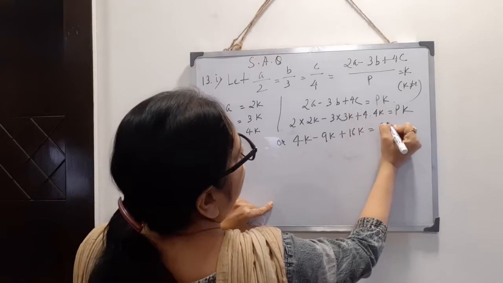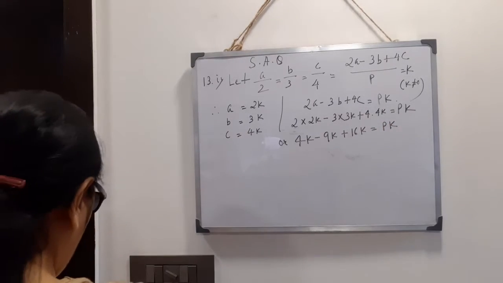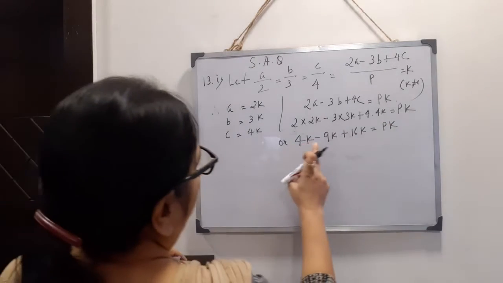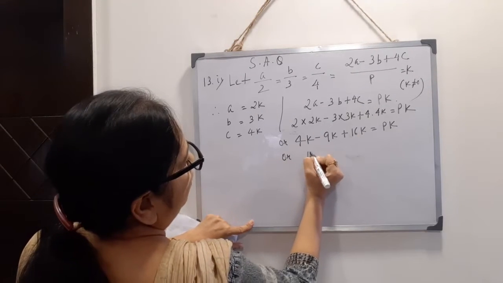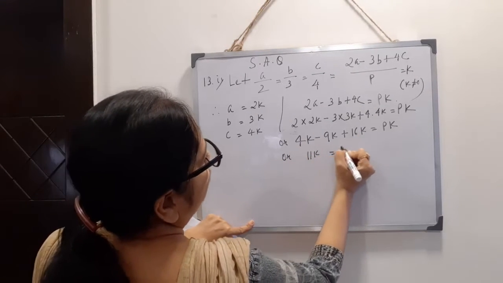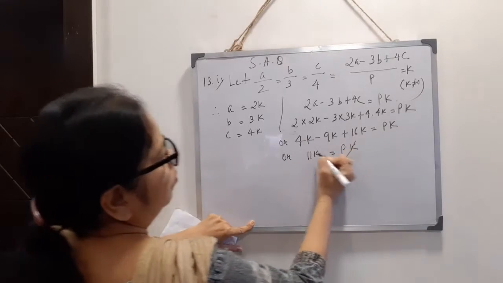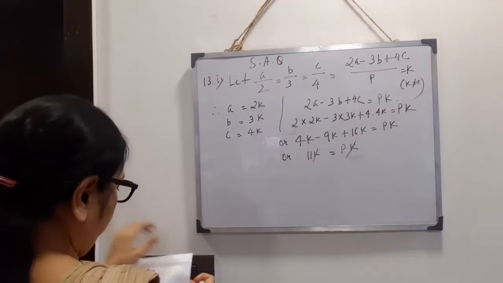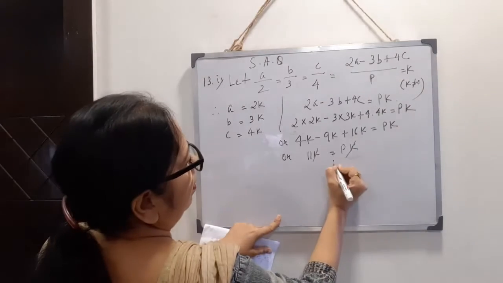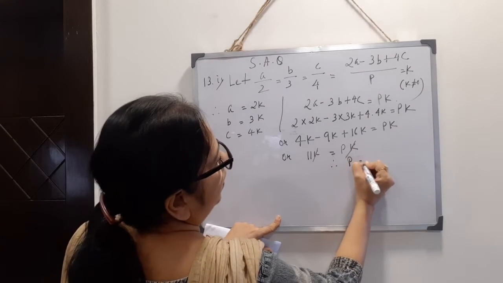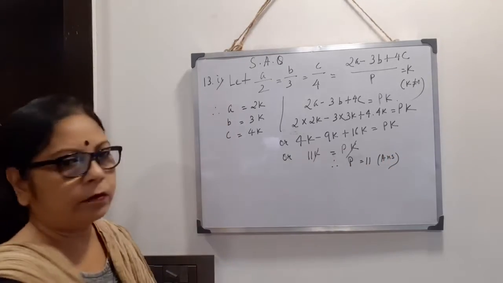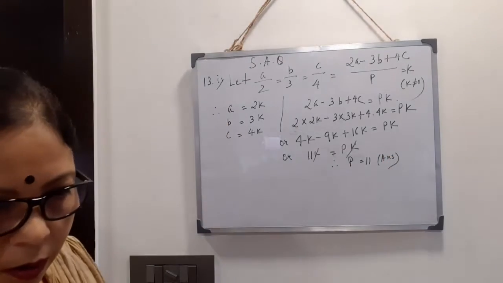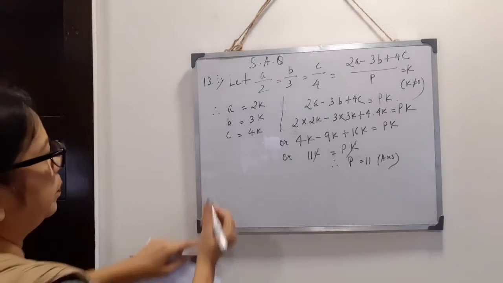equals pk. Now it is 11k, or 11k equals pk. Now from both sides cancel out k, so the value of p is coming 11, therefore p is 11. This is your answer, sum number 1. Now sum number 2.